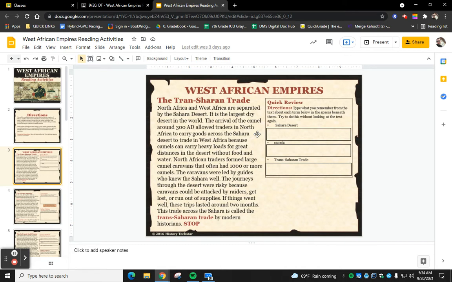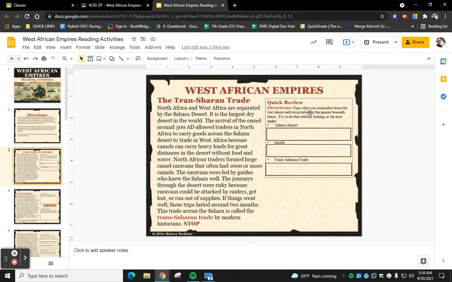The caravans were led by guides who knew the Sahara well. The journeys through the desert were risky because caravans could be attacked by raiders, get lost, or run out of supplies. If things went well, these trips lasted around 2 months. The trade across the Sahara is called the Trans-Saharan trade by modern historians.